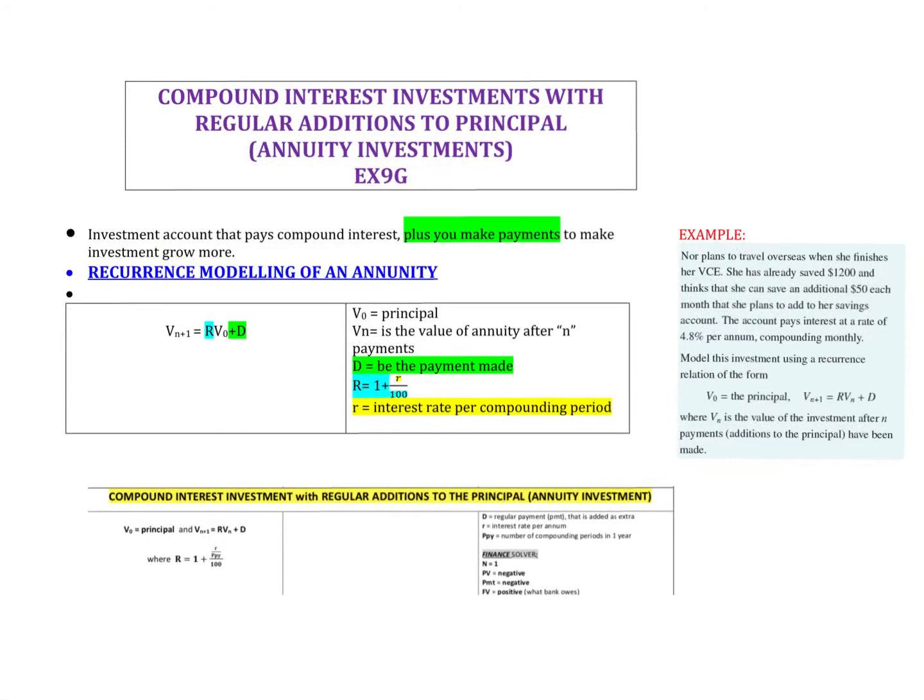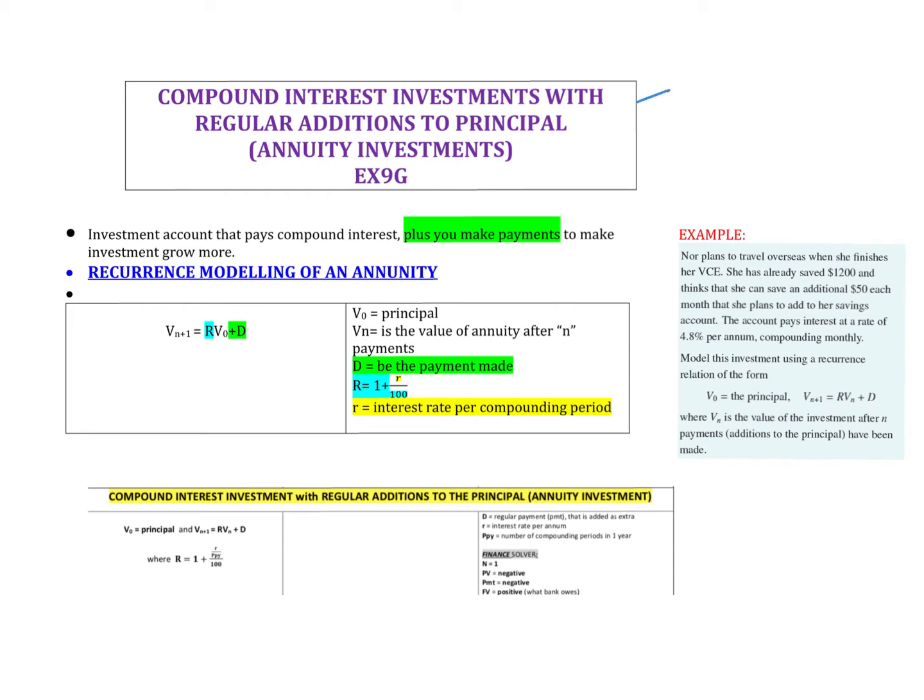All right, so today we're still doing just another scenario. It's still compound interest investments, and we've actually looked at this in some of the exam questions before and the amortization tables. So we've sort of covered it anyway. It's when we have an investment with regular additions to the principal.